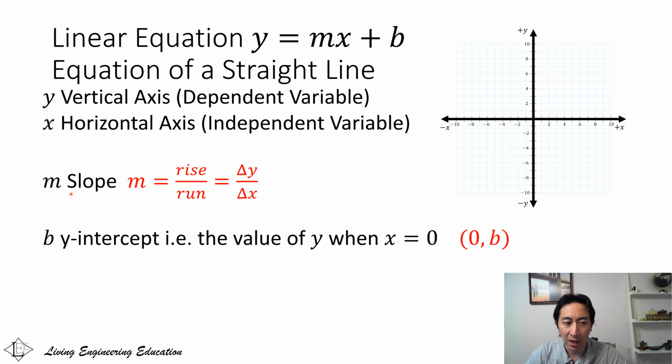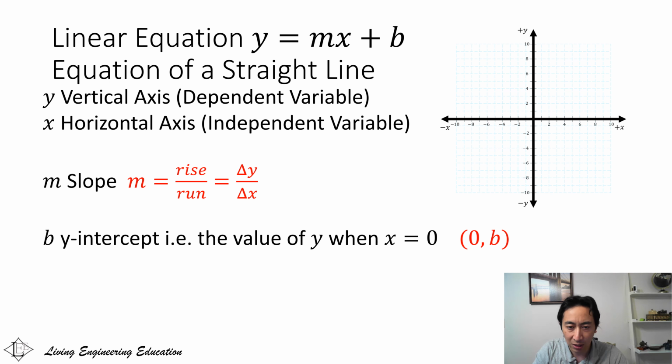What are m and b? M is our slope, b is our y-intercept. So m as our slope is defined as the rise over run, or delta y over delta x. You think of this as the change in y over the change in x between 2 points. So I'll give you an example here.